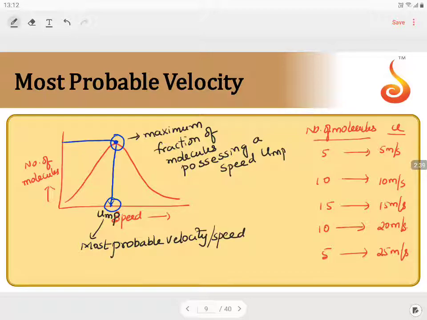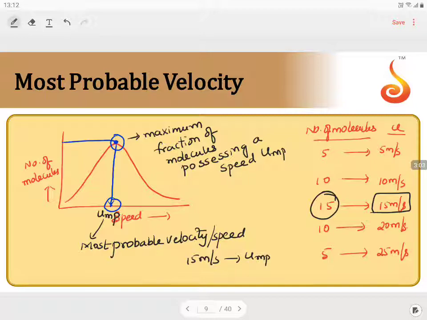What is this most probable velocity or speed? It is the speed possessed by the maximum fraction of molecules. If you see, the maximum number is 15, which is the maximum among all the numbers of molecules. The speed possessed by that particular number of molecules is 15. We say 15 meter per second is the most probable velocity.